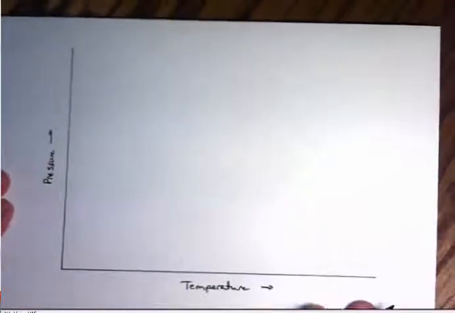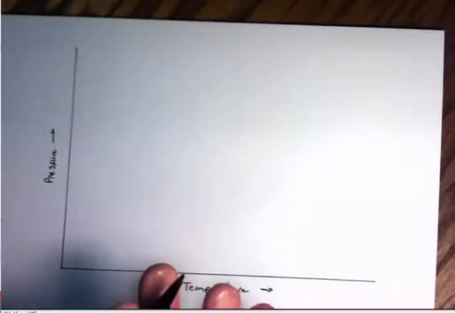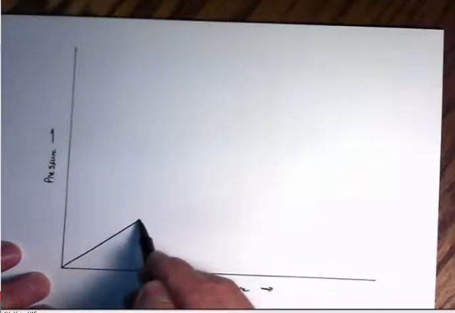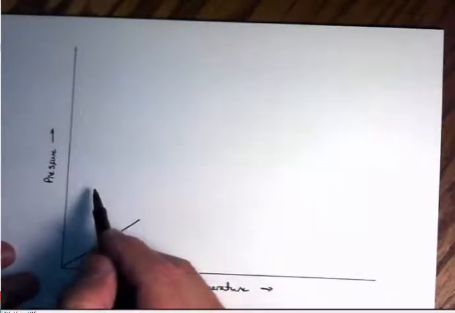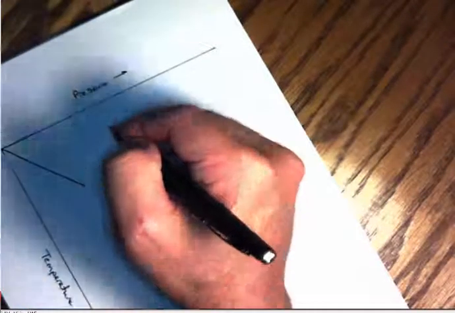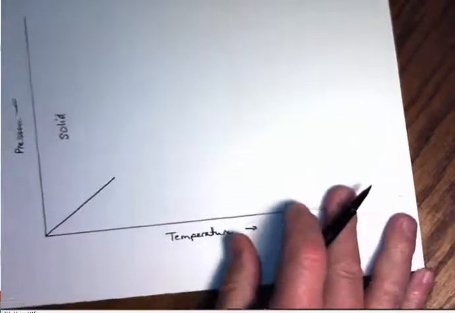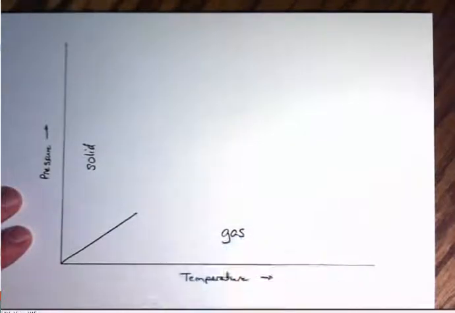Now, for every substance I know of, there's always a region where the pressure and temperature are low enough where the liquid phase cannot exist. Okay? So there's only solid and gaseous phase. Okay? So this region over here is where the solid form of these substances would be, and down here is where the gas phase of these substances would be.